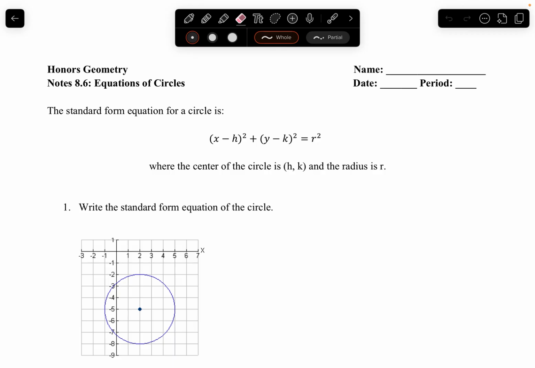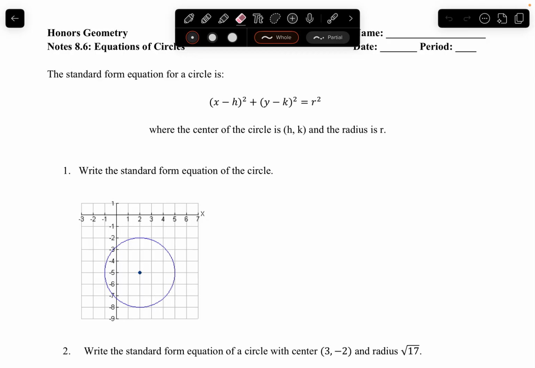Okay, so the standard form of an equation of a circle looks like this. We've got (x minus h) squared plus (y minus k) squared, and that's going to equal r squared. The center of your circle is going to be found at the values of h and k, and the radius of your circle is going to be your r value. So in order for us to write an equation of a circle, we need to know the radius and the center of our circle. Once we know those two things, we just plug them into our formula.